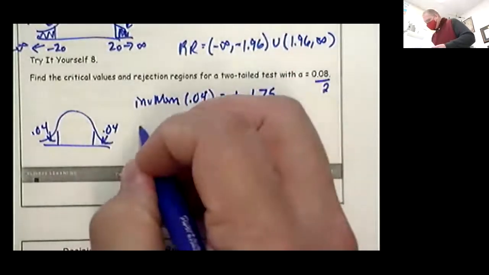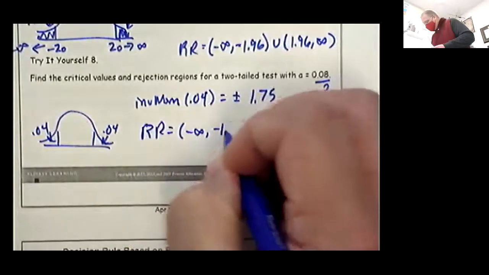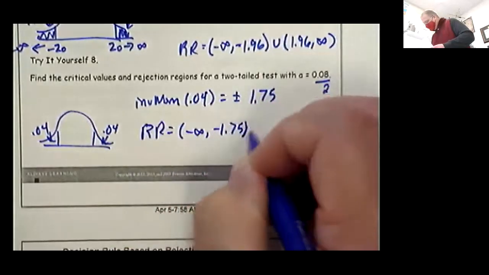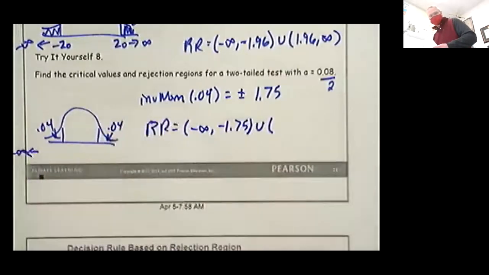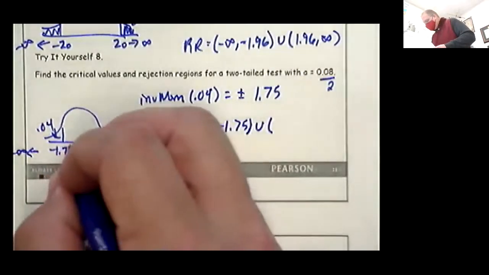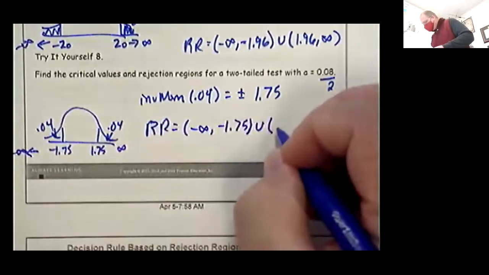And so our rejection region is going to be negative infinity to a negative 1.75 union. So we have negative infinity this way to our negative 1.75. We're going to pick up again at 1.75 to positive infinity.